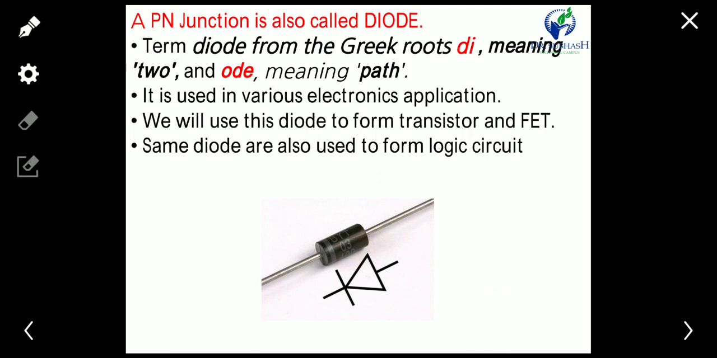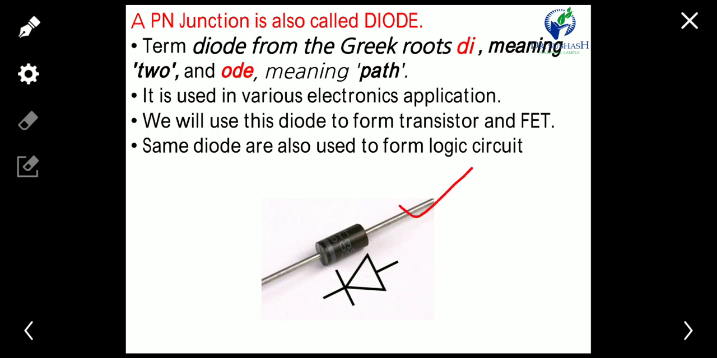The PN junction is also called a diode. Now what is a diode? The term diode is from Greek roots: di means two and ode means path. That means there are two terminals available, anode and cathode. So it is called a diode. It is used in various electronic applications. We use diodes to form transistors and FETs, and some diodes are also used in logic circuits and digital circuits.